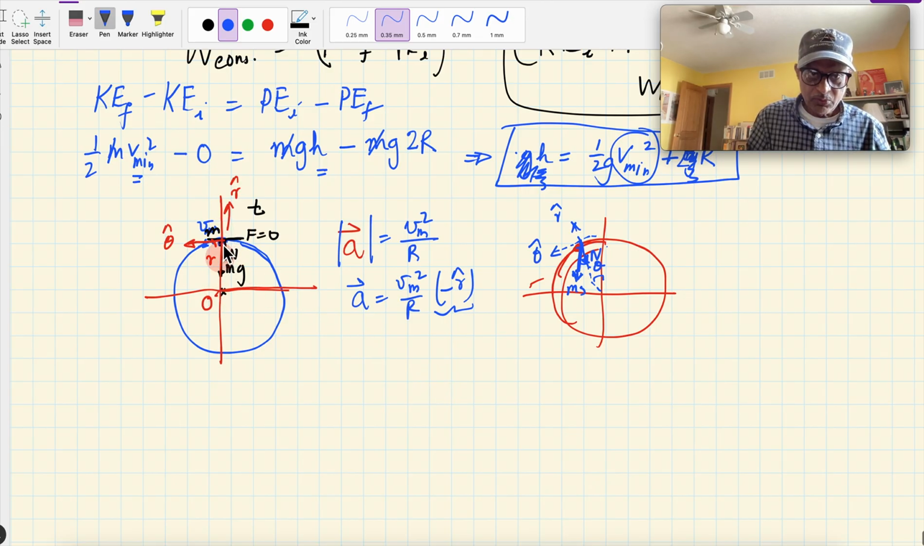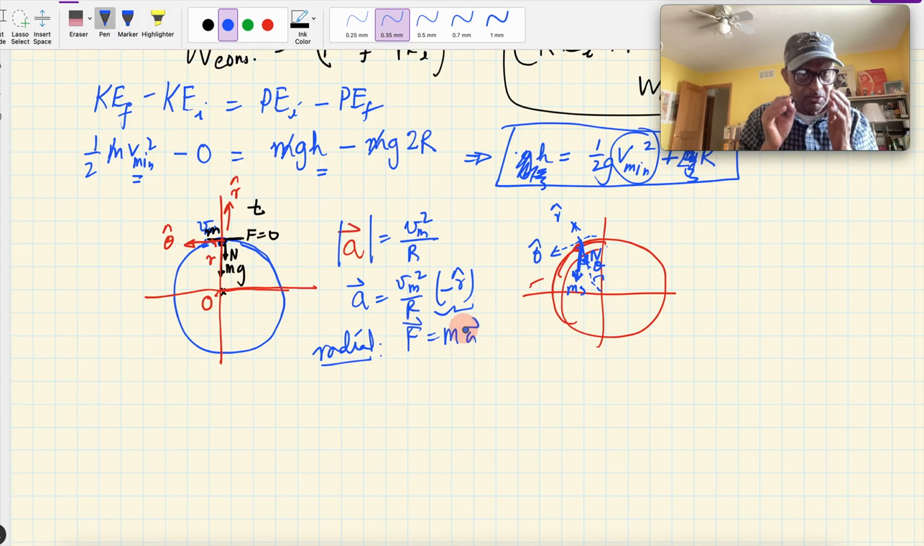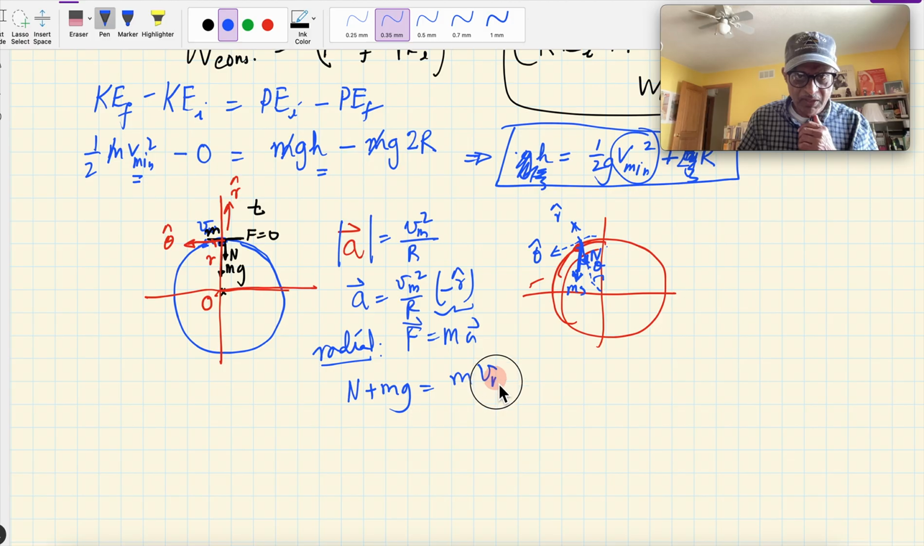And you have both N and mg towards the center, so you can formally write the radial equation of motion, radial F equals ma. That just turns out to be N plus mg is m v_m squared over r.